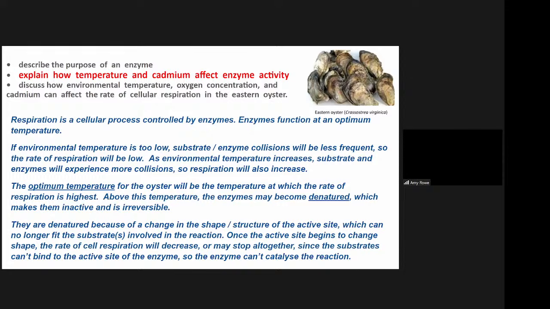However, at a temperature above the optimum temperature, the enzymes may become denatured, which makes them inactive, and denaturation is irreversible. Denaturation occurs because of a change in the shape or structure of the active site, which can no longer fit the substrates involved in the reaction. Once the active site begins to change shape, the rate of cell respiration will decrease or may stop altogether, since the substrates can no longer bind to the active site of the enzyme, so the enzyme can't catalyze the reaction.